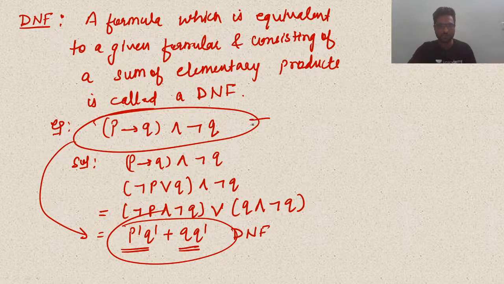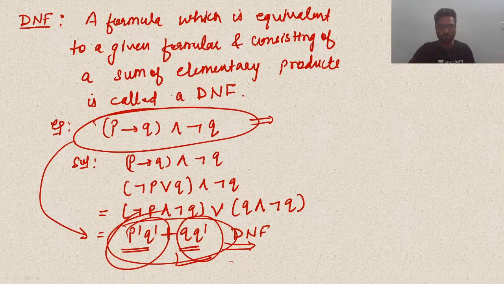You can construct the truth table of this expression and the truth table of this expression. Both will be the same, that means both are equivalent. But this expression is in a specific form that contains a sum of elementary products. These are the elementary products, and the sum of these elementary products is known as disjunctive normal form. Is this one clear to everyone or not?